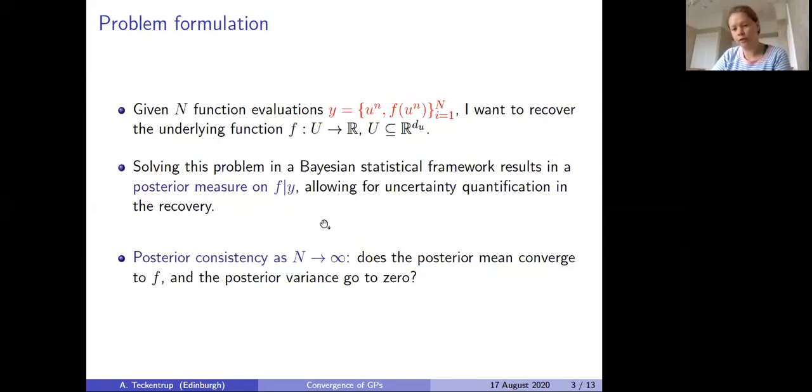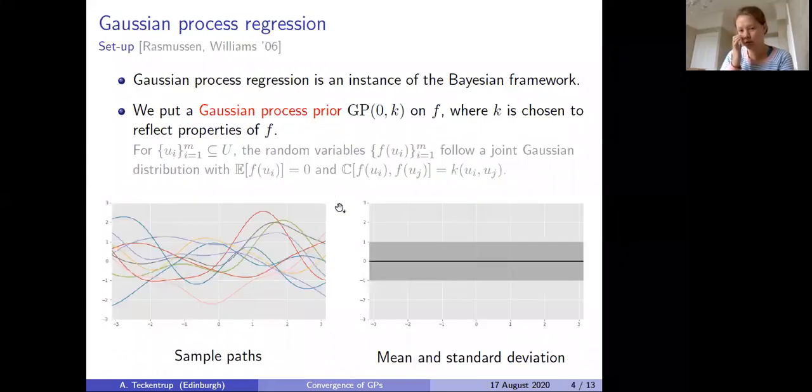The way I'm going to solve it is, as I said, in this Bayesian statistical framework, and in particular using Gaussian process regression. Gaussian process regression is just a particular instance of the Bayesian framework where the prior distribution is chosen as a Gaussian process. So we're going to do the standard thing that we do in the Bayesian framework, where we choose a prior distribution on f, and then we obtain the posterior by conditioning on our data. For the prior, we choose a Gaussian process on f.